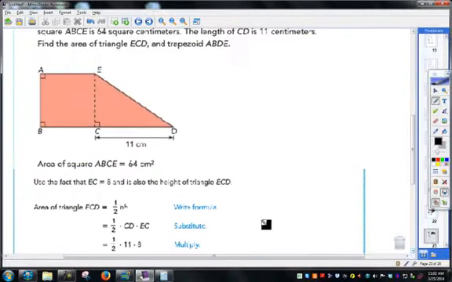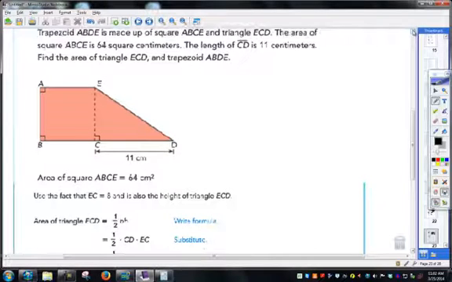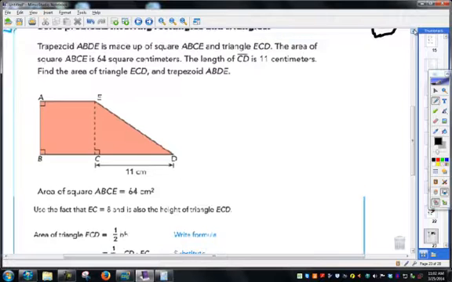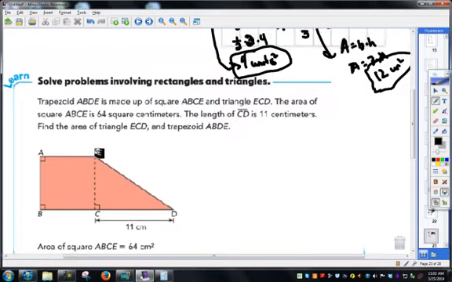Okay, now this one gets a little bit trickier, but you guys can still do it. Trapezoid ABDE is made up of square ABCE. That's confusing, but what it means is ABDE is a trapezoid made up of square ABCE, so that square and that triangle. That's all it's saying. It seems harder than it really is.